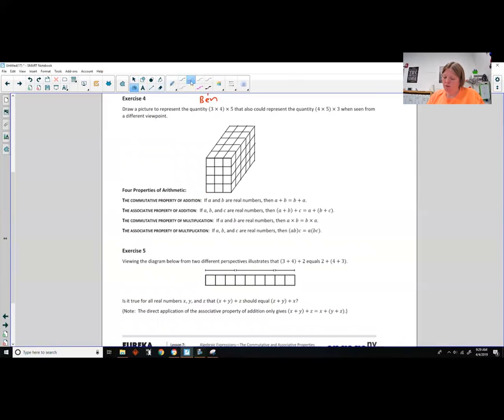Okay, so I've recreated this. It took a little while, but that's okay. So this would be looking at it from this side. 3 by 4, and then a depth of 5. That also could be represented in the quantity 4 by 5 by 3 when seen from a different viewpoint. So if I was looking down on it from above, no, not there, not above. Where's my 4 by 5 side for starters? So I want to do 4 by 5 first. That's this side. So if I was looking at it from this side, it'd be 4 by 5 by 3.